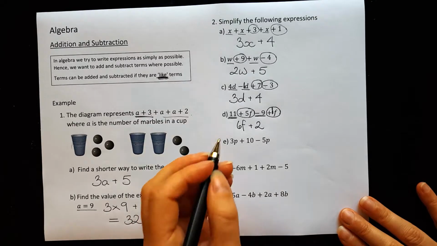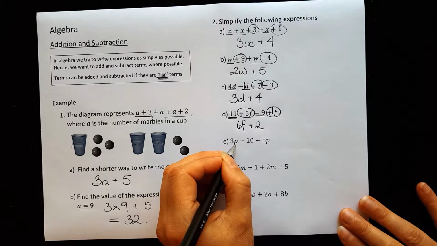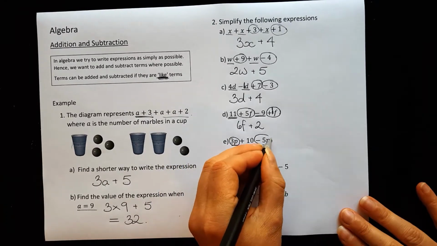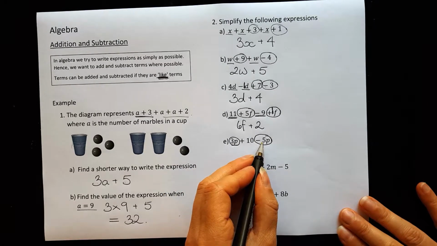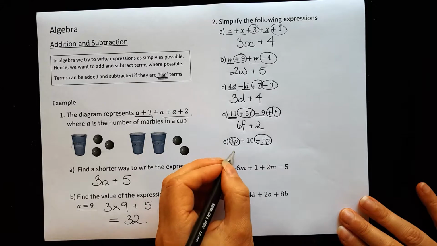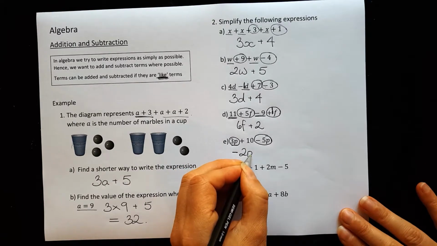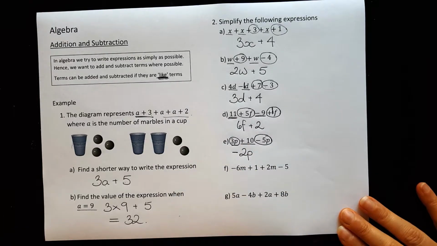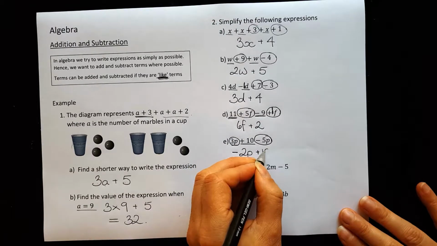In E, looking at the terms with P in them, 3P and -5P. 3 minus 5, actually we're taking away more than we have. We're going into negative numbers here, -2P. And the 10, it doesn't have another constant term to add with, so it's just going to sit at the end here unchanged.